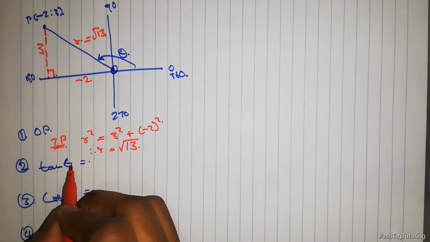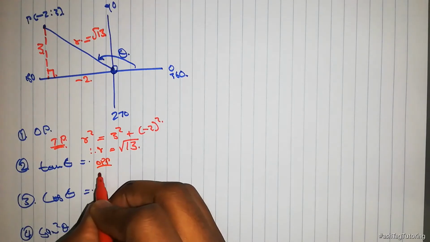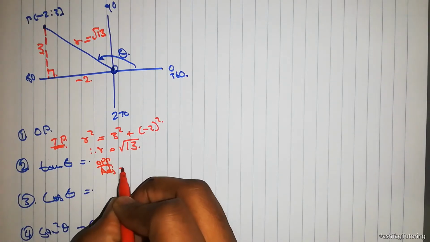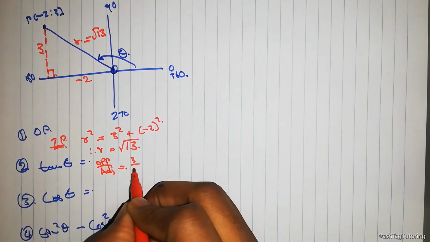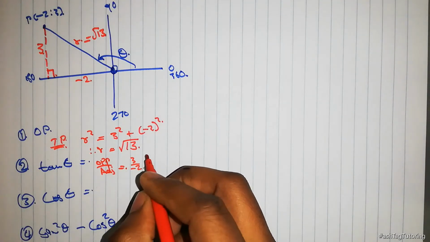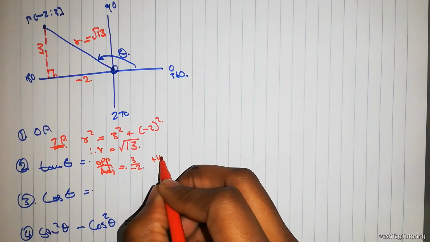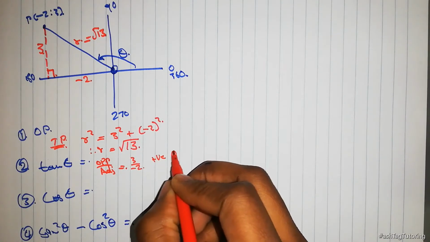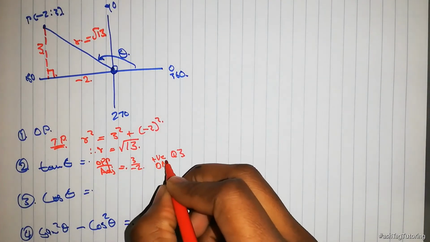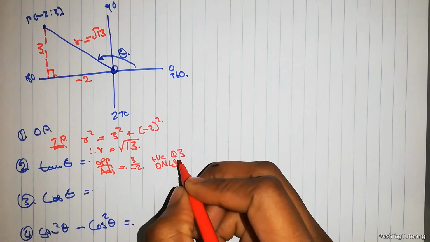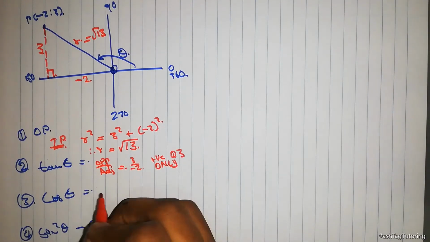Moving on now to determine the value of tan theta. Tan theta is opposite over adjacent, which is 3 over -2. This value is negative because it's in the second quadrant, and tan is only positive in the third quadrant, and of course also in the first quadrant.